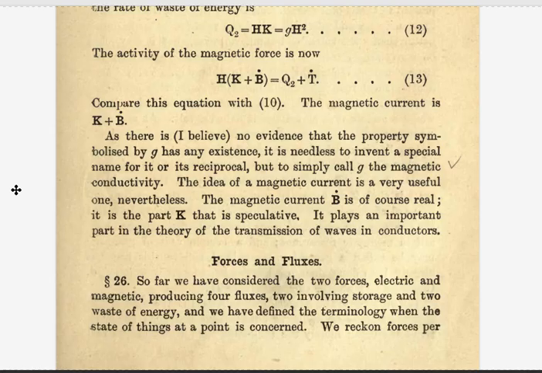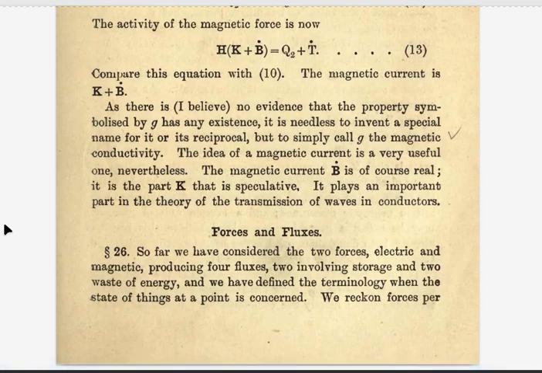As there is, I believe, no evidence that the property symbolized by G has any existence, it is needless to invent a special name for it or its reciprocal, but to simply call G the magnetic conductivity. The idea of a magnetic current is a very useful one, nevertheless. The magnetic current Ḃ is of course real, it is the part K that is speculative. It plays an important part in the theory of the transmission of waves in conductors.